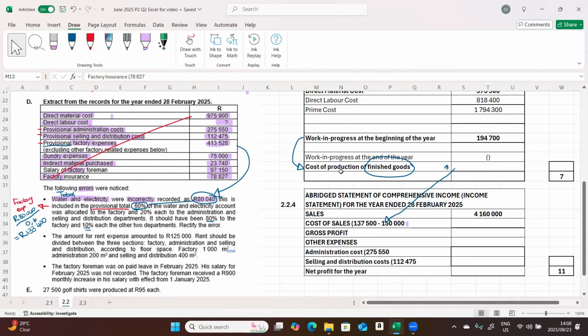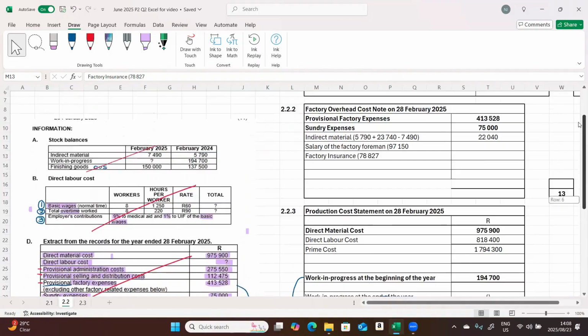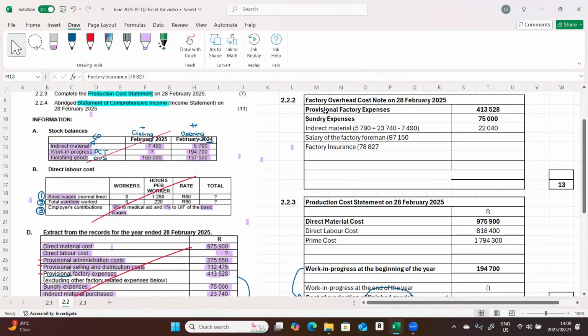But now remember, we have to make adjustments now, right? We have to make adjustments. So the water and electricity of the factory is going to have to be adjusted, because remember, water and electricity falls within this provisional factory expenses over here, but we cannot make adjustments here because they already wrote it in. So we are going to have to write water and electricity over here, as I explained earlier.